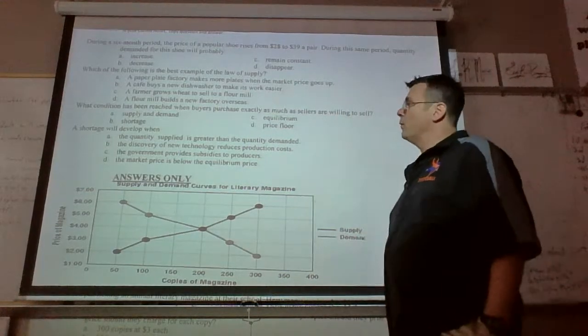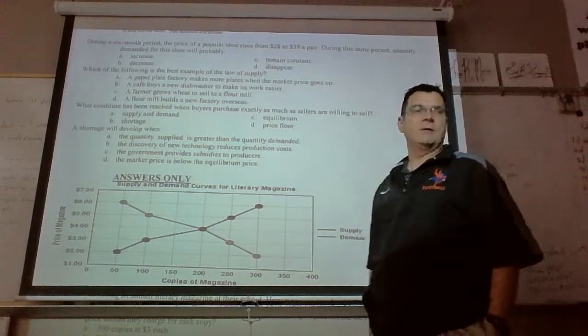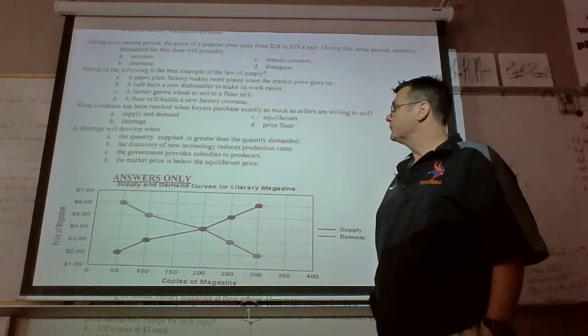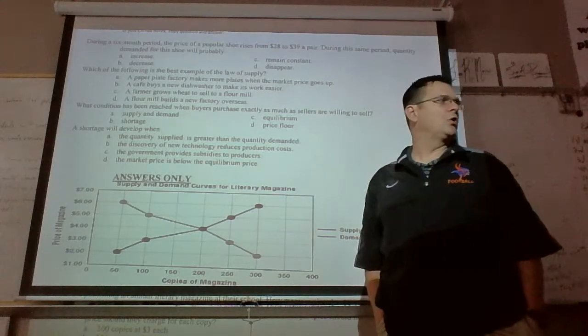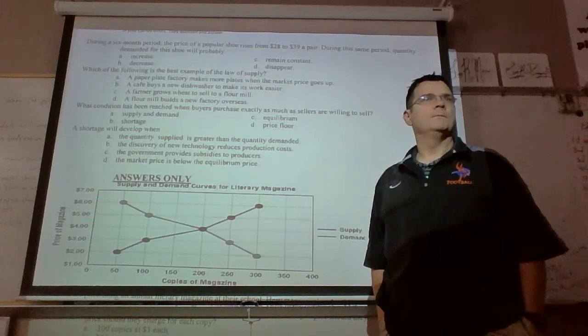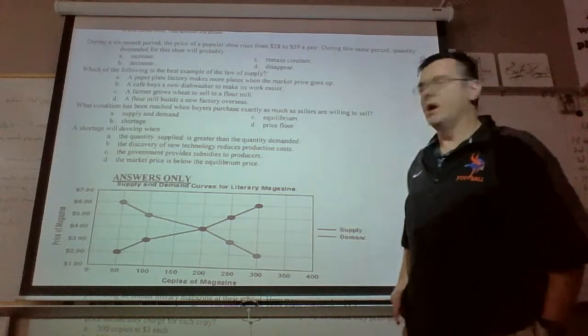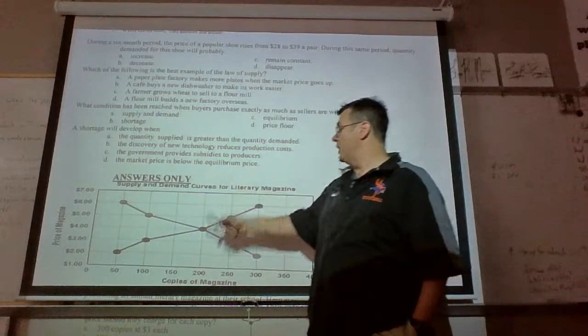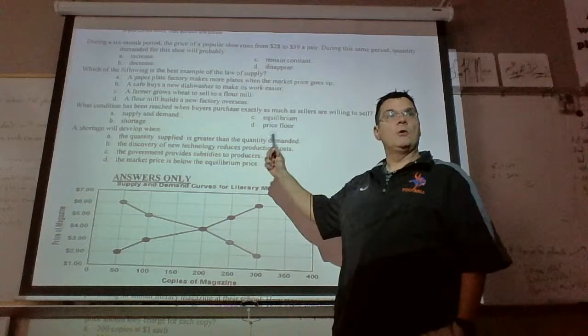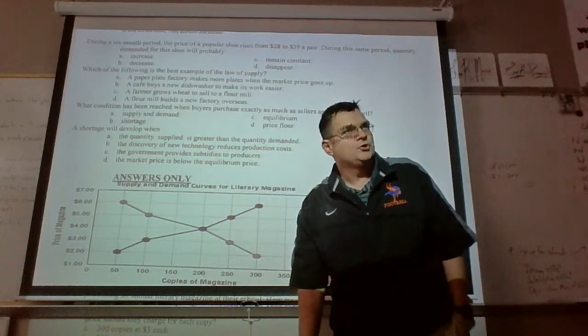Last one, put on the whiteboard. No, the second line over here. Shortage will develop when? Put that one down. We got 2 more under there. A shortage will occur when? Yep, nicely done. Good job. Shortage occurs because the price is below the equilibrium point. It's too cheap, so you're going to be short.